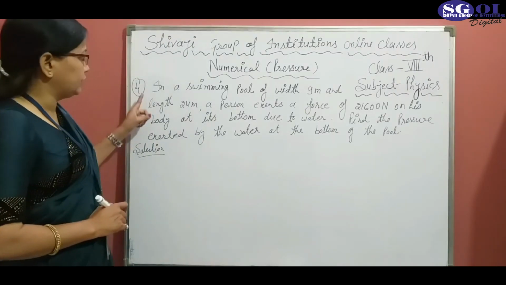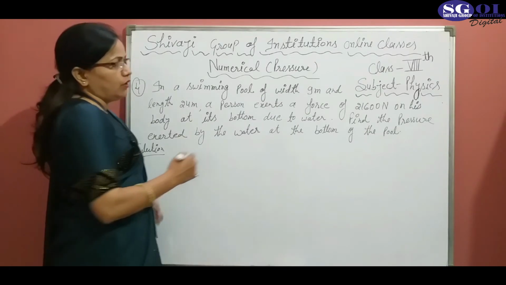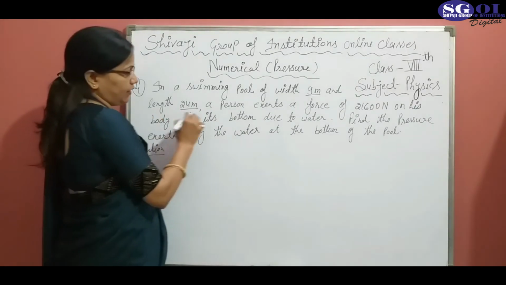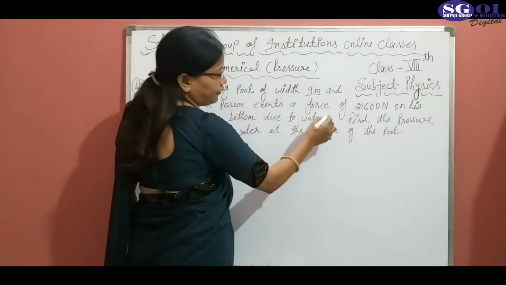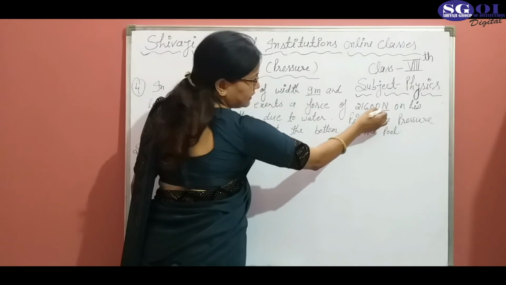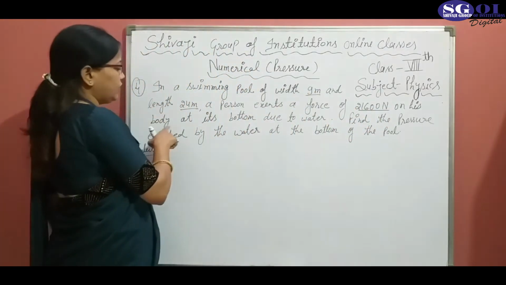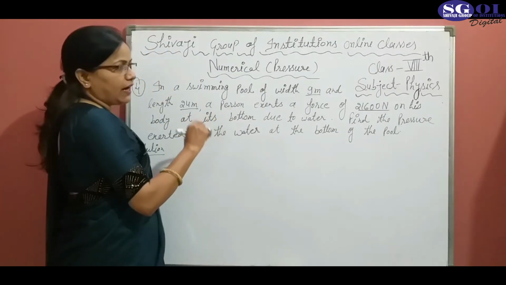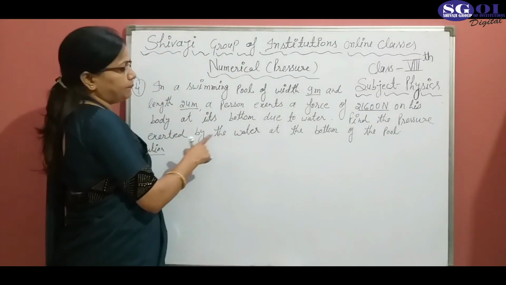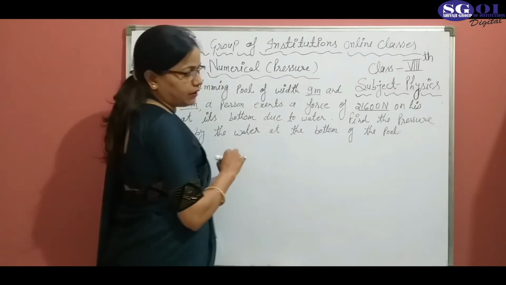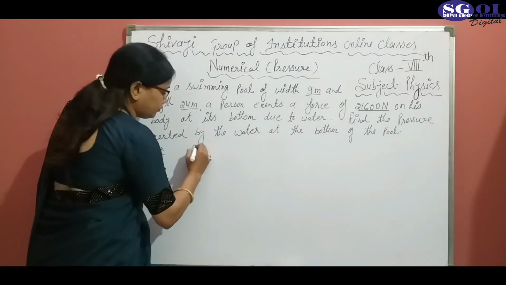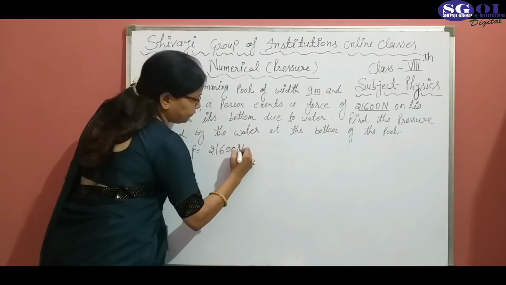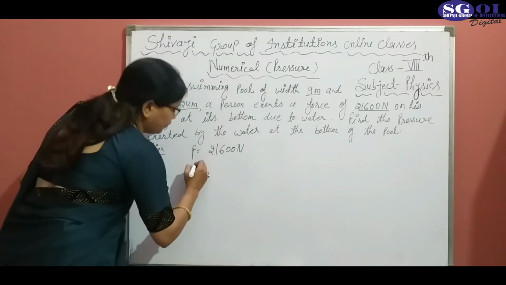Question number 4. In a swimming pool of width 9 meter and length 24 meter, a person exerts a force of 21,600 Newton on his body at its bottom due to water. Find the pressure exerted by the water at the bottom of the pool. Student, in this question, force is 21,600 Newton. And we have to find out pressure.